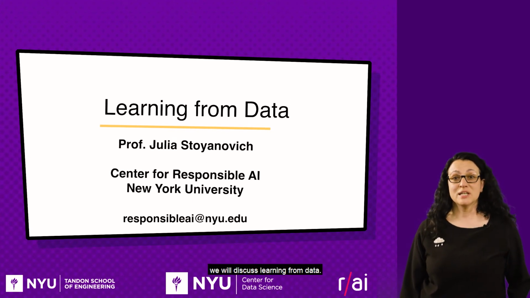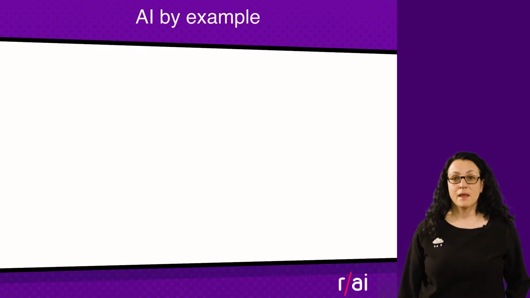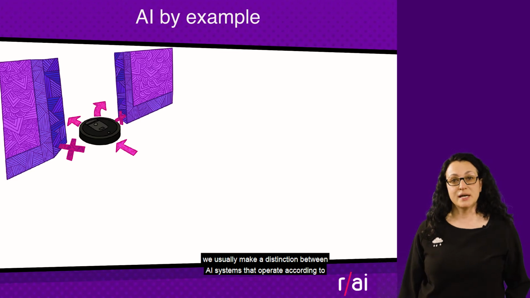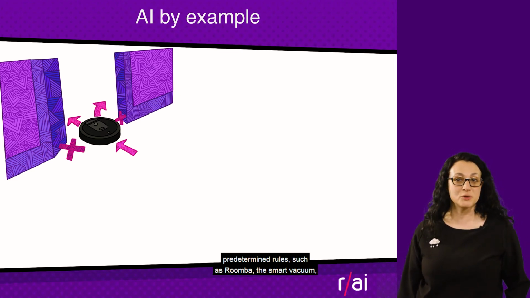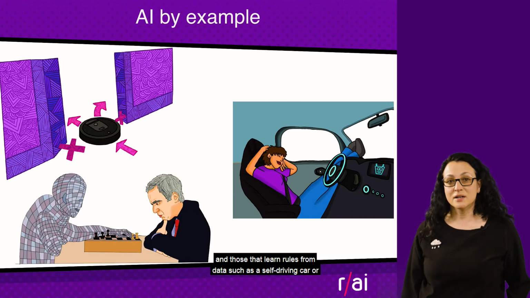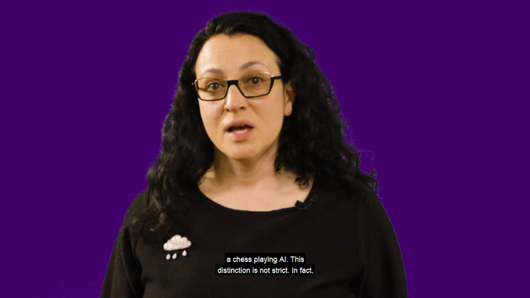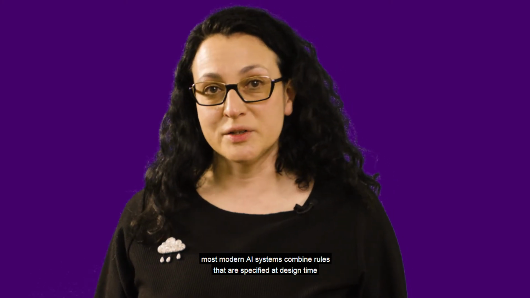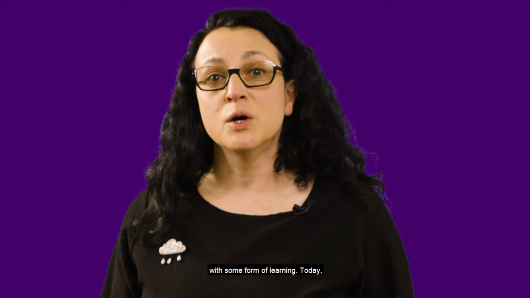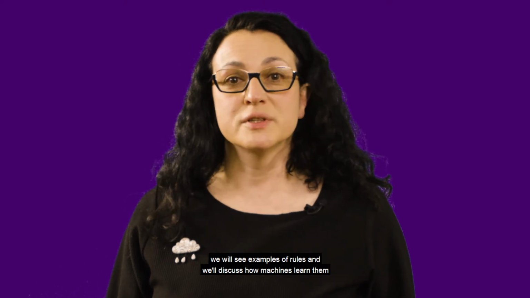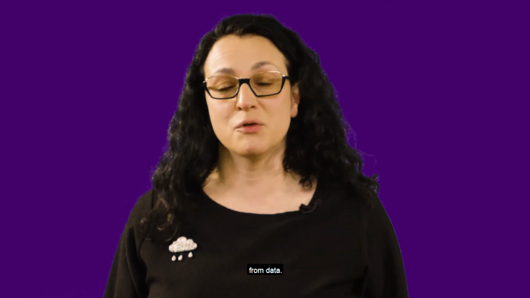Today we will discuss learning from data. When discussing artificial intelligence or AI, we usually make a distinction between AI systems that operate according to predetermined rules, such as Roomba, the smart vacuum, and those that learn rules from data, such as a self-driving car or a chess-playing AI. This distinction is not strict. In fact, most modern AI systems combine rules that are specified at design time with some form of learning. Today we will see examples of rules and we'll discuss how machines learn them from data.